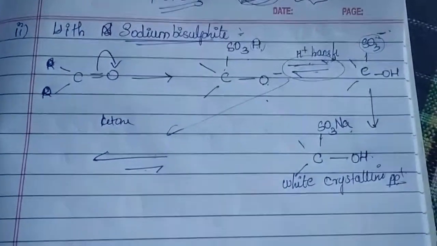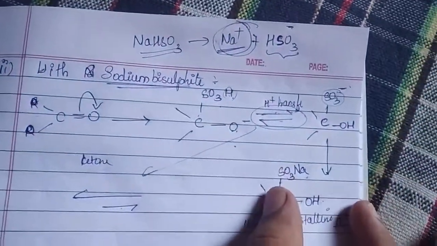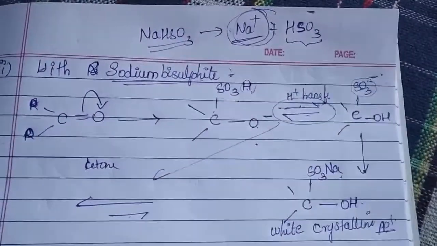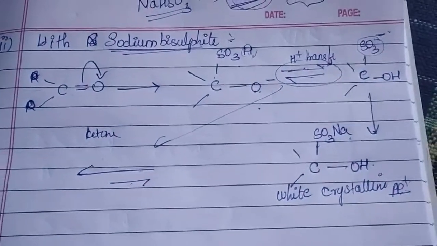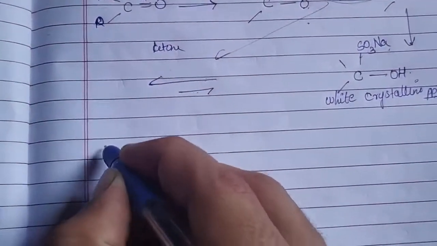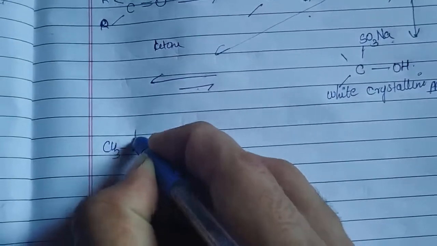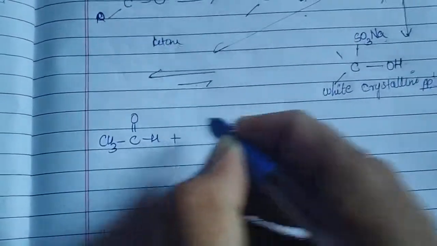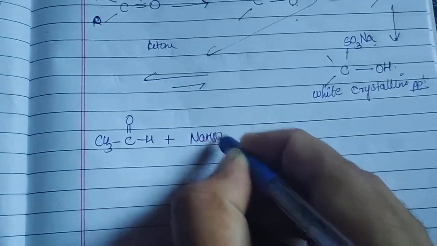But in most cases, all types of aldehydes will give this product, since the steric hindrance is less in aldehydes. Is that clear? Let's go through certain examples. The same examples: let me take acetaldehyde, CH3, C double bond O and an H. What happens when you treat this with NaHSO3?